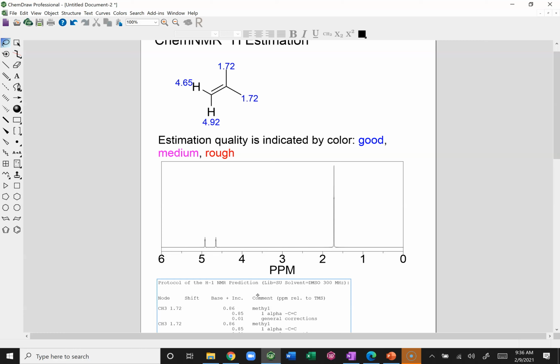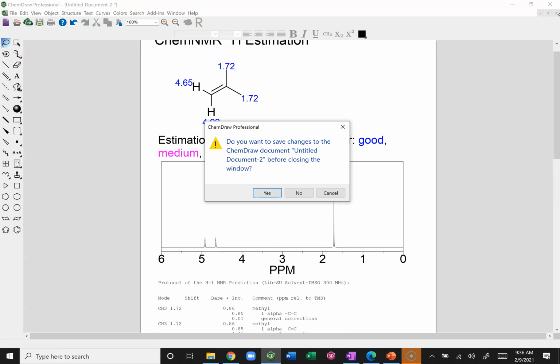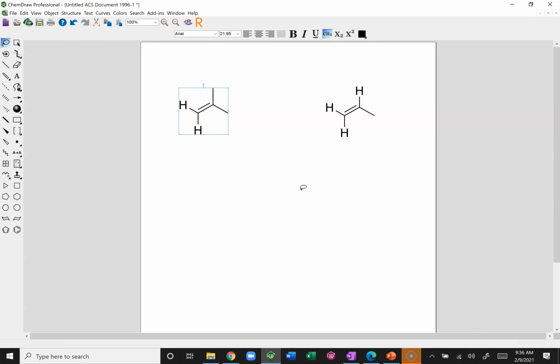So now check this out. Let's take a different problem. Let's add one more hydrogen to that equation, or to that structure, I would say. I'm going to take this. I'm going to put it right here.